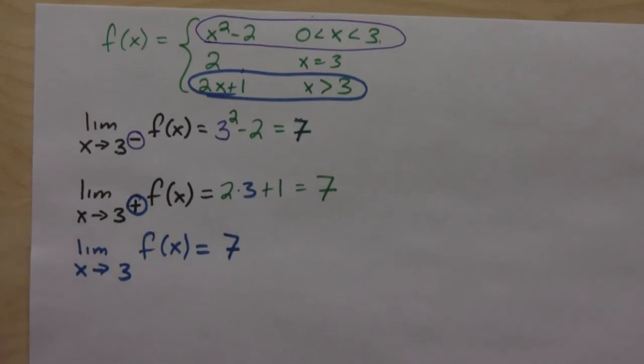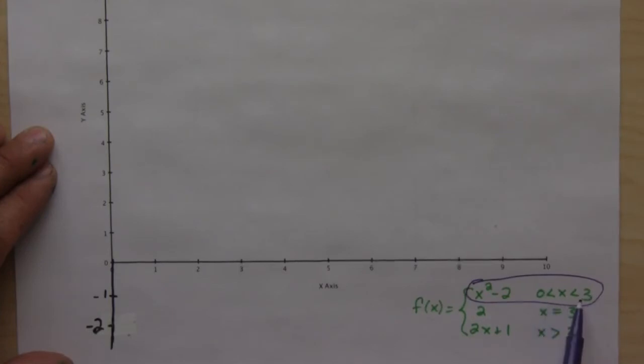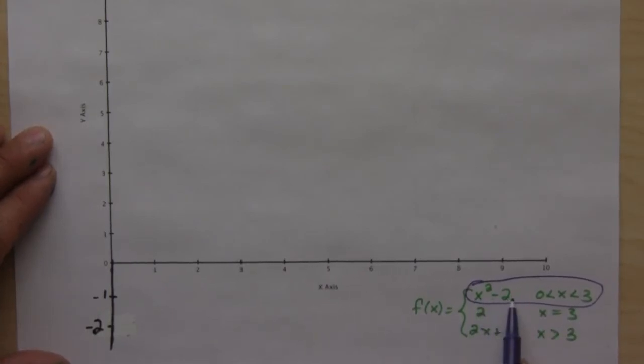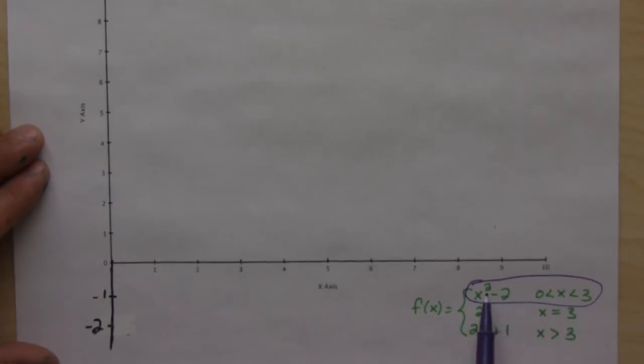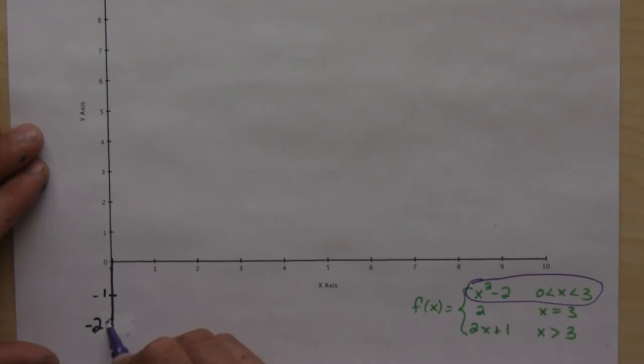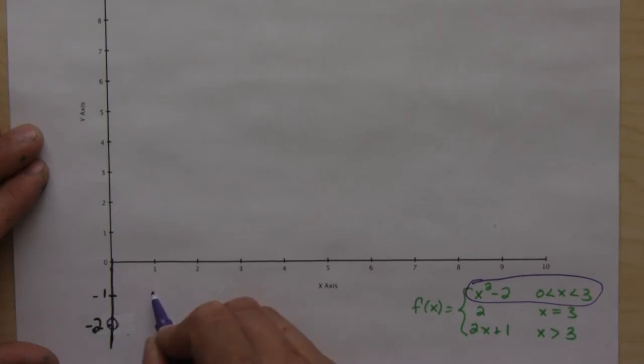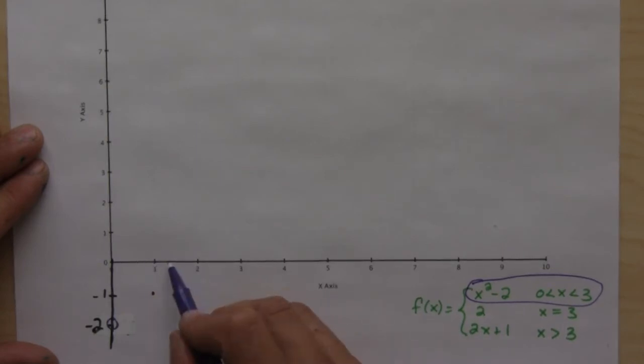Okay, now that's all fine and dandy. But let's take a look at the picture. Let's see what it looks like. Let's do the graph. From 0 to 3, not including 0 or 3, the function is x squared minus 2. So this is a parabola that's shifted down by 2. So at 0, this guy equals negative 2. At 1, this guy equals negative 1, and then right here somewhere, this is going to cross.